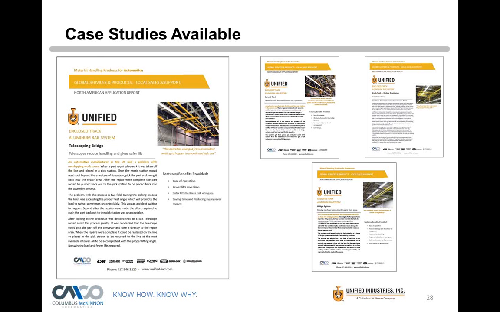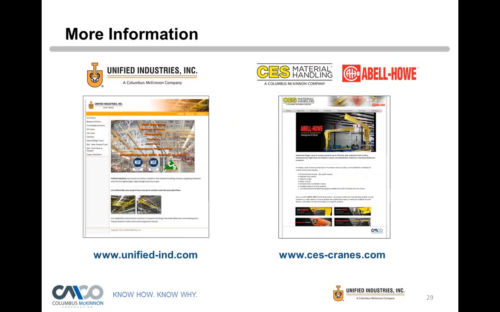Great. And then also, speaking of links, these would be the links for the Unified website as well as the CES Abel Howell website. If anybody has questions on how to navigate through these sites, they're pretty easy, pretty self-explanatory. I actually did them both. There are dimensional drawings available, PDFs, part breakouts. I've tried to make it very simple so that if you are in a plant and need to order something or inquire about some information, it's pretty quick to navigate through.